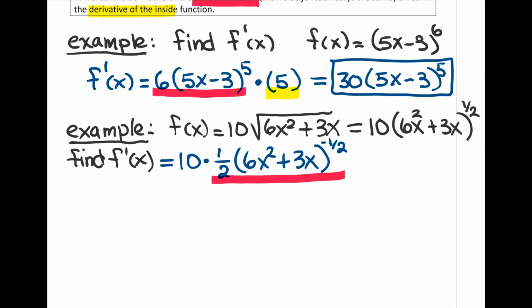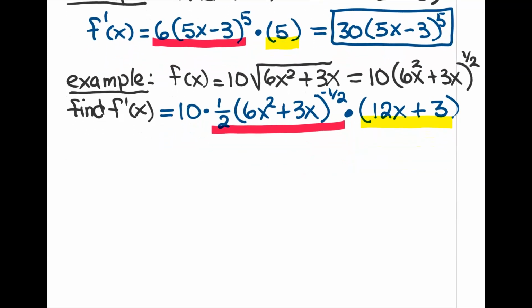All right, I'm going to multiply that by the derivative of the inner. So 6x squared plus 3x has a derivative of, let's see, 2 times 6, 12x, plus the derivative of 3x, which is 3. That is my derivative of the inside. Okay, so there's your derivative. Now we can make this look a lot nicer if we do a little bit of cleaning up, but as far as the chain rule, I'm finished.